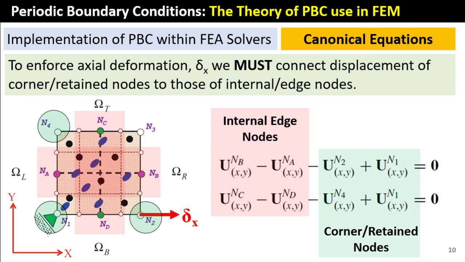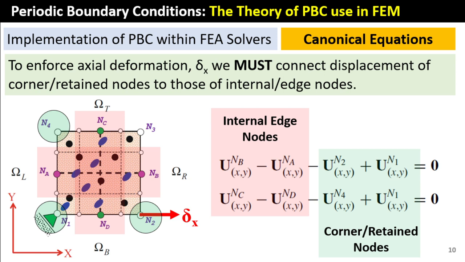It will be true for temperature, it will be true for velocity, acceleration, whatever you're trying to use to control angular velocity, control your system. So this will be true for them. But the principle remains that you need to connect the internal edge nodes with the corner or return nodes.